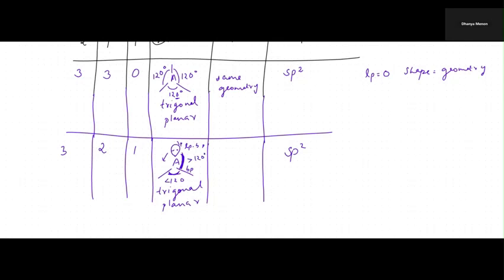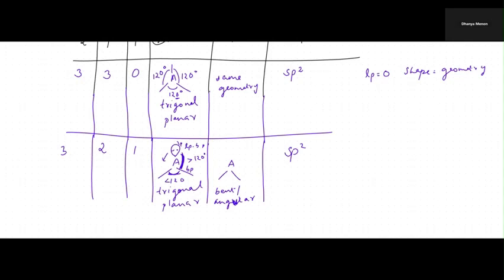The geometry is the same, trigonal planar. Now, what about the shape? When we talk about the shape, this is the lone pair. I told you when we talk about the shape, we don't consider the lone pair, we ignore it. Now, what is the shape? It is bent shape or angular or V-shaped, because we ignore the lone pair.